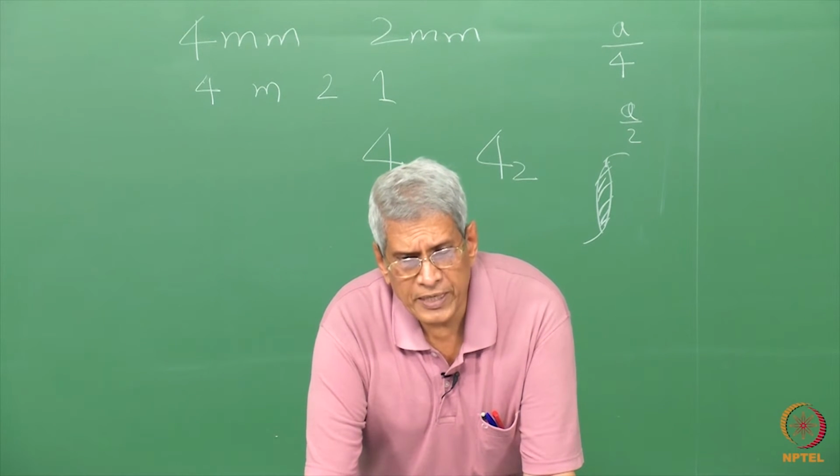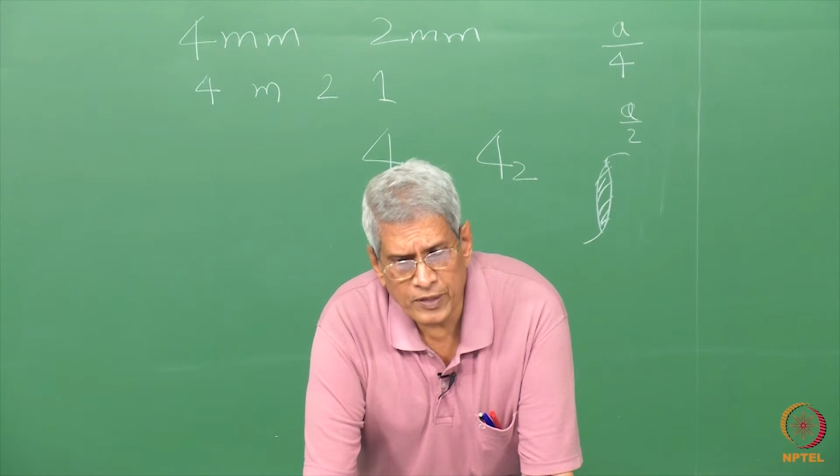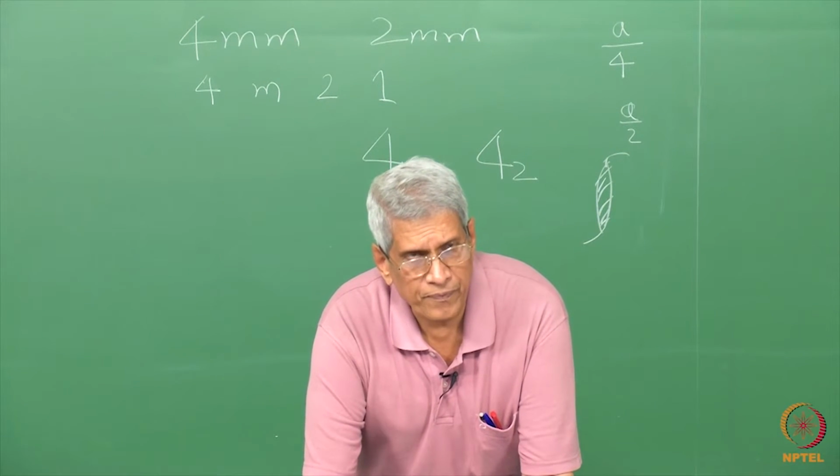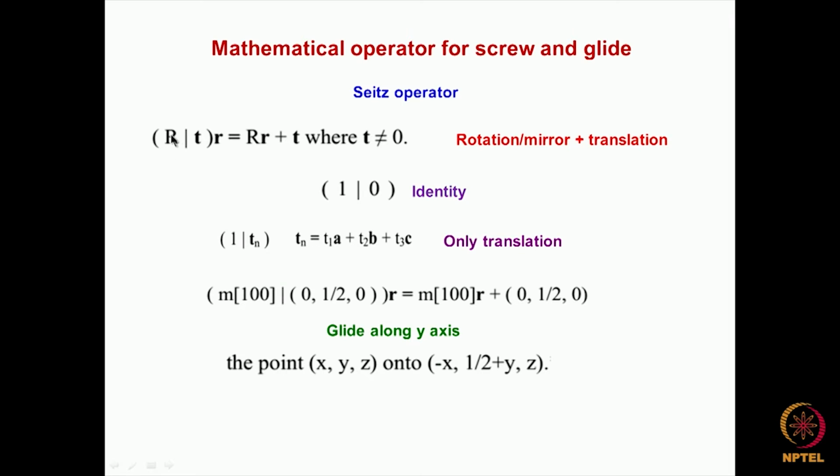There is a mathematical operator which is used for representing screw and glide. This is called the Seitz operator. It is written as R|T. The capital R represents the point group symmetry operation. T represents the translation operator, and this is applied on any point. If we do that, it will be equal to R times r plus T, the translation. This shows how from one given position we can generate the equivalent positions.